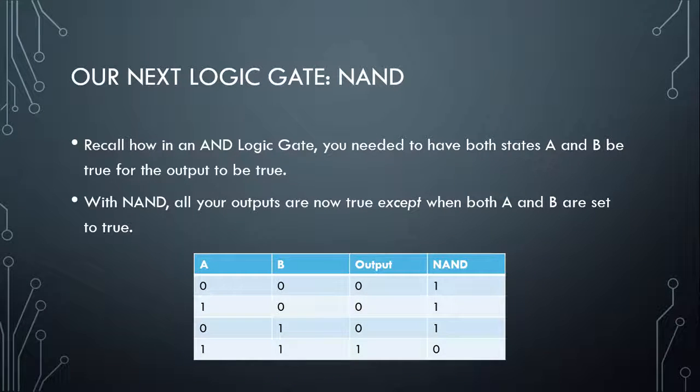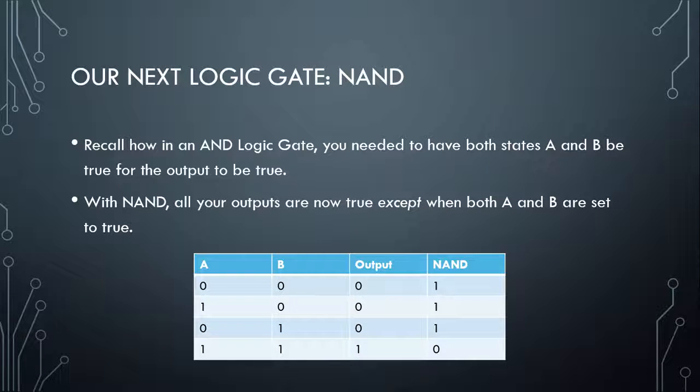So if we look at our truth table here, if I look at this normally as an AND, ignoring the last column, when it's 0, 0, I get output 0. When I have 1, 0, I get output 0. When I have 0, 1, output 0. And when I have 1, 1, I get an output of 1.